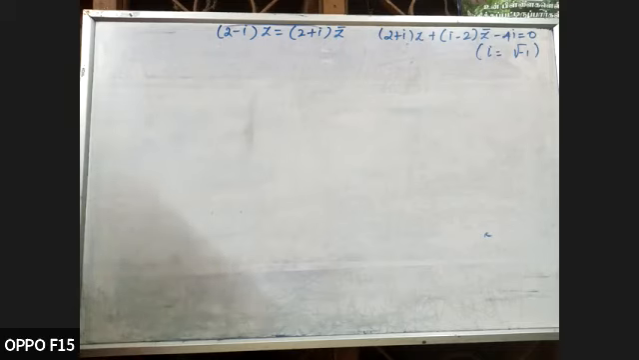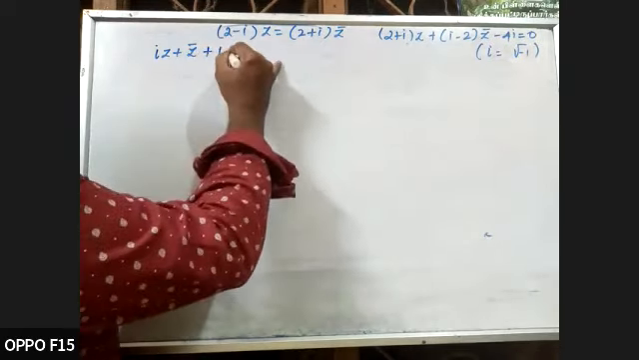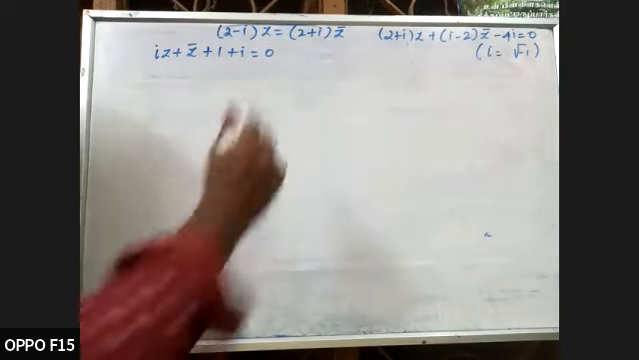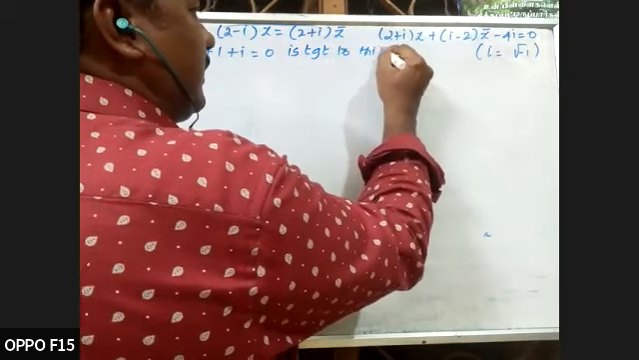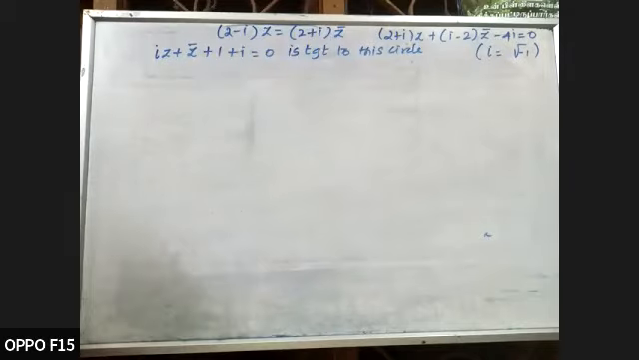Normal to a circle C. If the line iz + z̄ + 1 + i = 0 is tangent to this circle, then its radius is... Again I'll repeat: if the lines (2 − i)z = (2 + i)z̄ and (2 + i)z + (i − 2)z̄ − 4i = 0 are normal to a circle C, and if the line iz + z̄ + 1 + i = 0 is a tangent to this circle C, then its radius is?